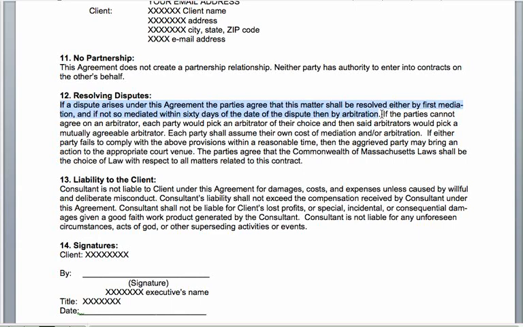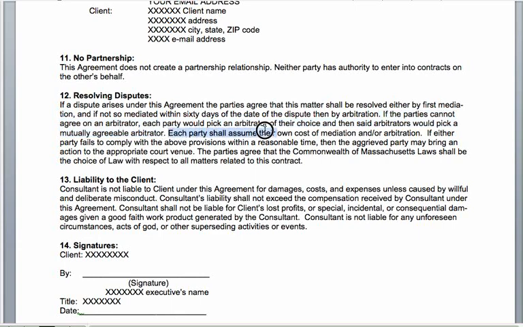And then if the dispute cannot be mediated within a certain period of time, then the dispute would be handled by arbitration, which is legally binding. And again, that's still far less expensive than lawsuits to resolve disputes. So this again protects your interests rather than getting attorneys unnecessarily involved and all those expenses.